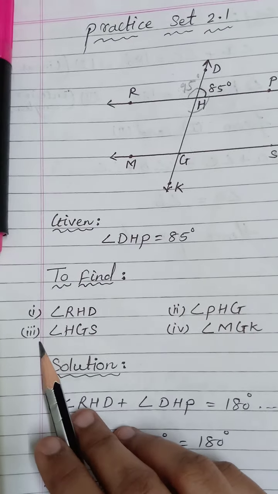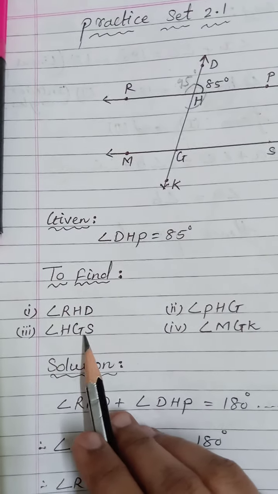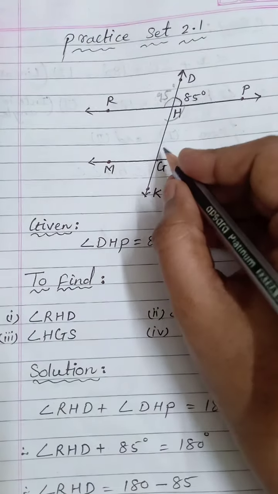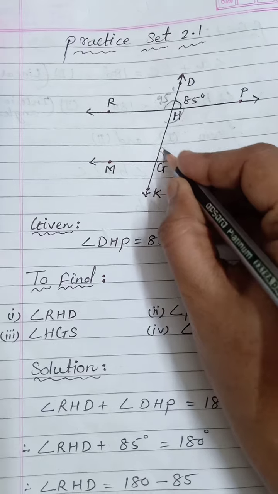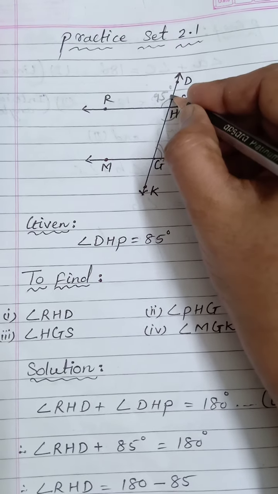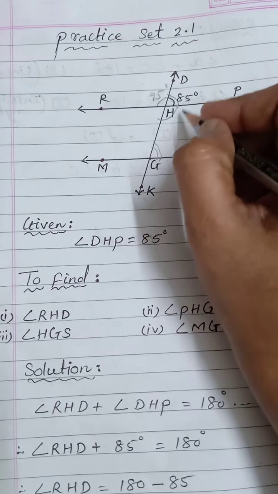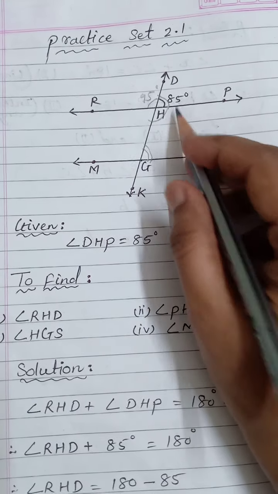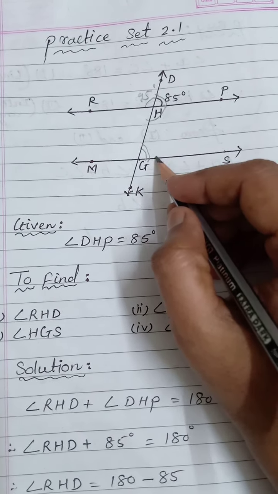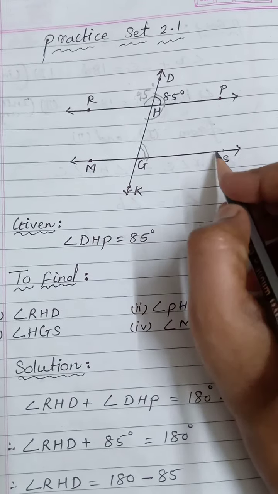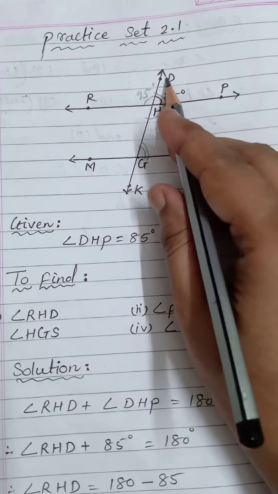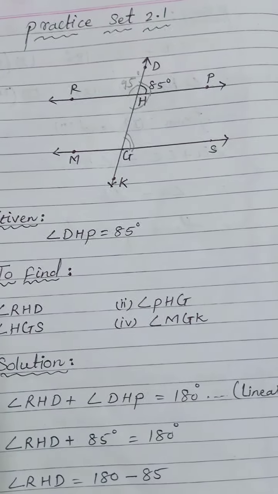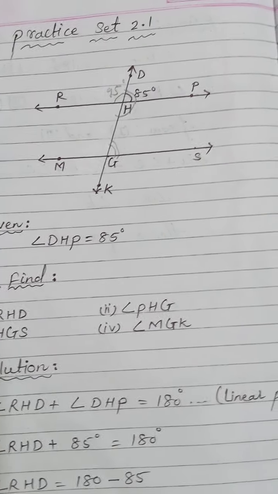Now we have to see our third sub question. It is HGS. This angle HGS and angle DHP both are corresponding angles. We know that whenever the lines are parallel, then the corresponding angles will be congruent. So we can say HGS will be congruent to angle DHP, and already it is 85. So this will also be 85. Now we will see how to solve this.